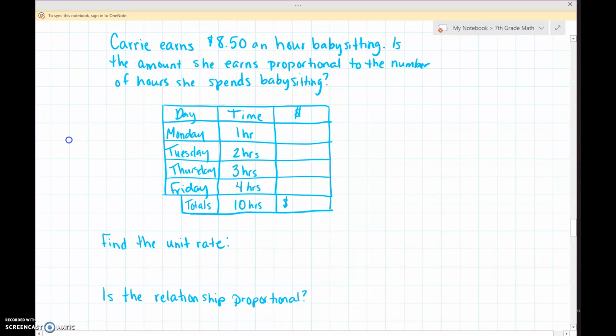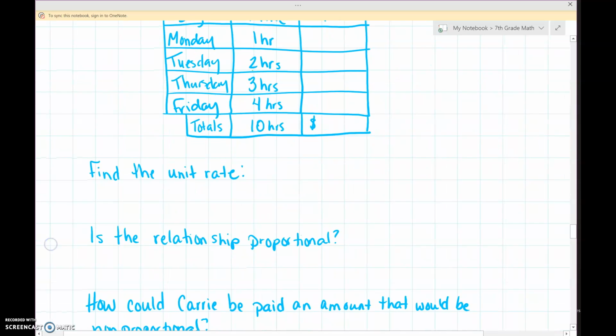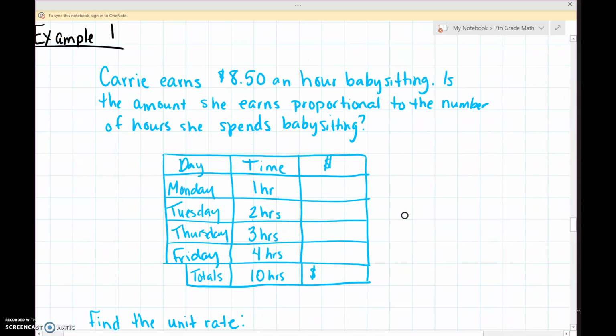So example 1. Carrie earns $8.50 an hour babysitting. Is the amount she earns proportional to the number of hours she spends babysitting? Well, so we've got our table here. So for Monday, for 1 hour, $8.50 an hour, she's going to earn $8.50. Tuesday, we're going to figure this out just like we did in our examples. If I take $8.50, which is her 1 hour, she worked 2 hours, multiply it by 2, 16, 17, bring my 2 decimal points. So 2 hours is $17.